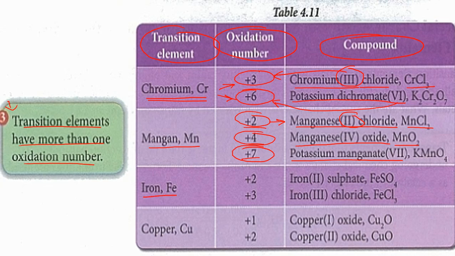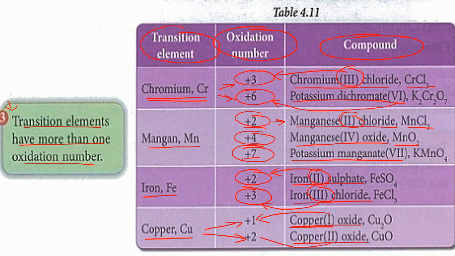Okay. Next one, iron. Iron can be positive 2 or positive 3 oxidation number. So, iron 2 sulfate, the 2 here refers to the positive 2 oxidation number. Iron 3 chloride, the 3 here refers to positive 3 oxidation number. The copper also can be copper 1 or copper 2. Okay, if copper 1 oxide, its oxidation number is positive 1. If copper 2 oxide here, the 2 here refers to oxidation number positive 2.